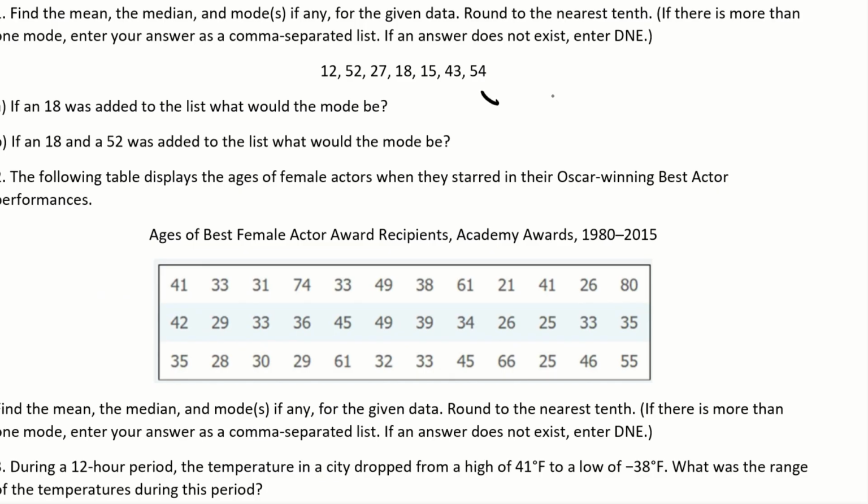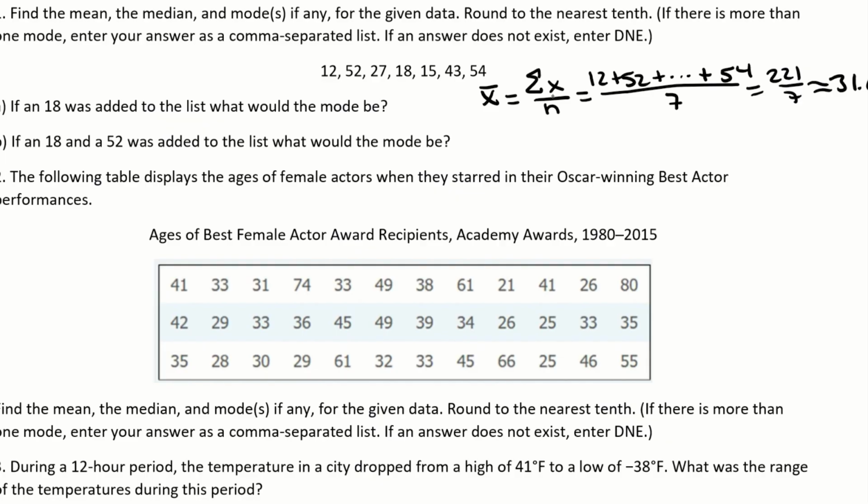In order to find the mean, remember you have to add the numbers and divide by how many you have. So we have 12 plus 52 plus dot dot dot all the way to 54. And by the way, you are putting these answers on a separate sheet of paper, right? Because I'm going to be writing outside of this a lot, since there's just not going to be enough room. Okay, so you get 221 divided by 7, which is 31.6.